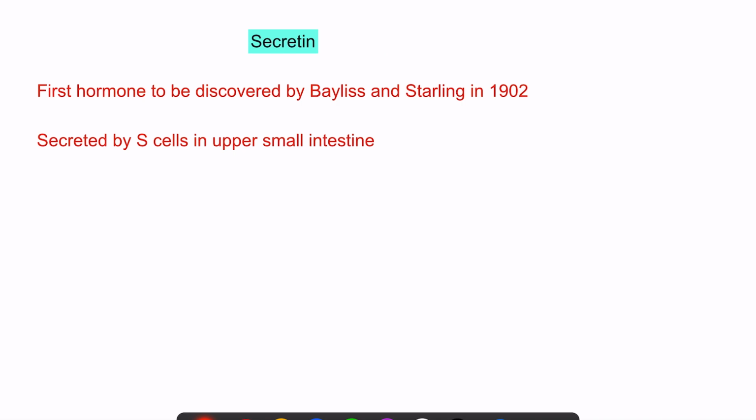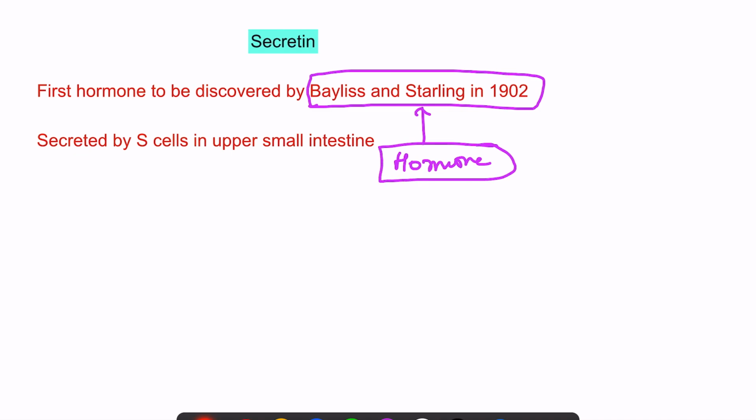Moving on to the next hormone, that is secretin. Secretin was the first hormone to be discovered, by Bayliss and Starling in 1902. After the secretin discovery, they are the ones who called certain chemicals hormones, which are released into the blood and act in a coordinated manner. This secretin is released by S cells in the upper small intestine.